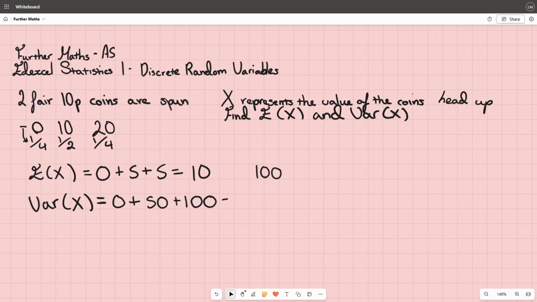So that equals 150 minus 100, because this is the mean of the squares and that's the square of the mean. So that equals 50. So the variance of x is 50.